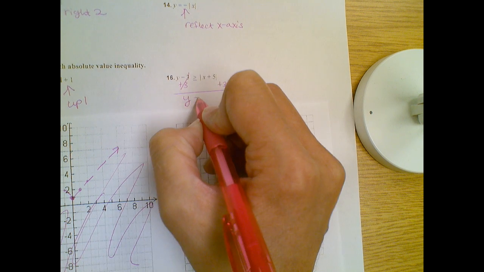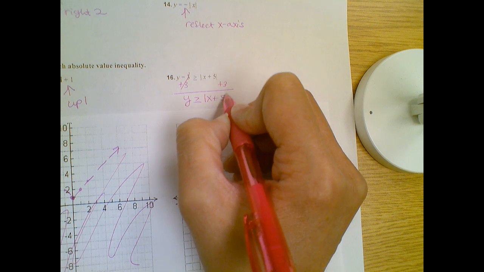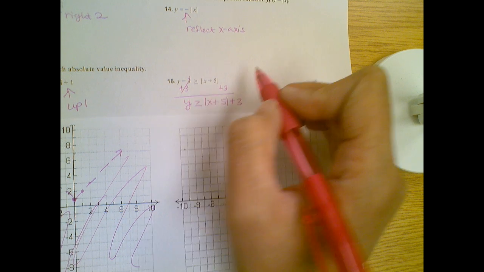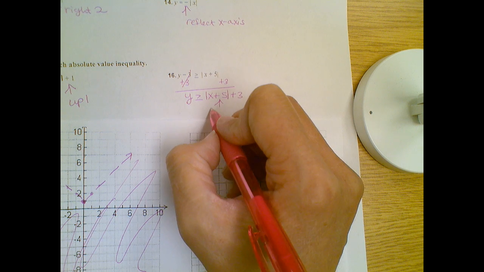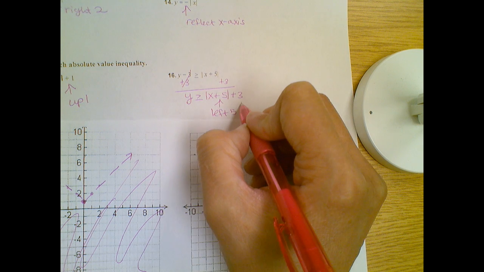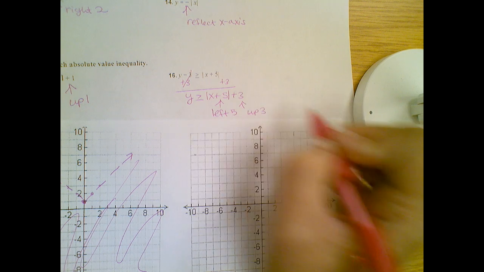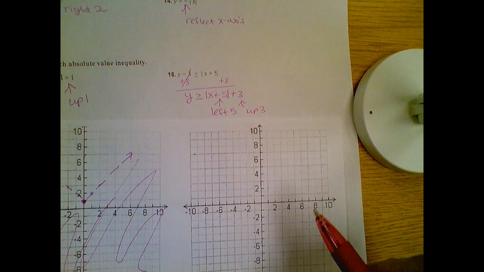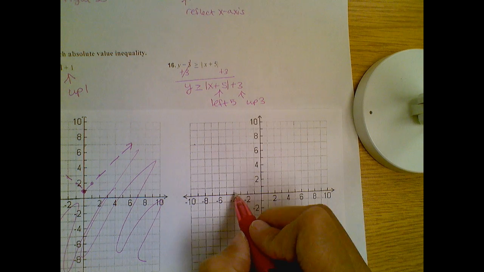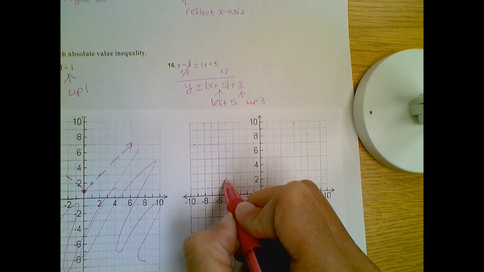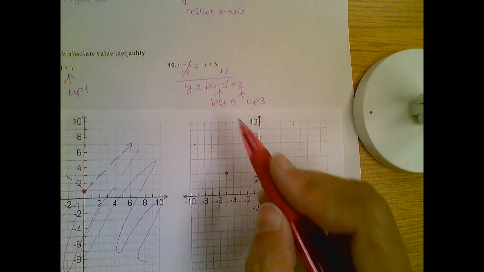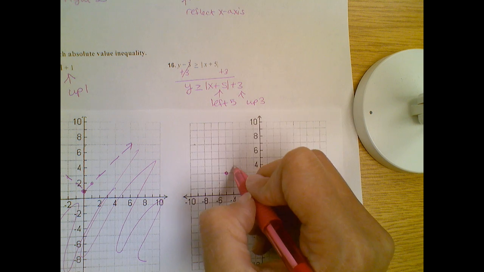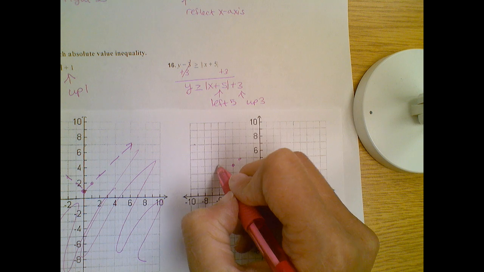Make sure when you add that 3 over, you're adding it on the outside of the absolute value bars. So then we have our equation. This plus 5 means it's going to the left 5. This plus 3 means it's going up 3, because that's our h and our k. So we need to go to the left 5. We need to go up 3. And that's going to give us our vertex. Our slope is just 1, so we go up 1, over 1, up 1, back 1.